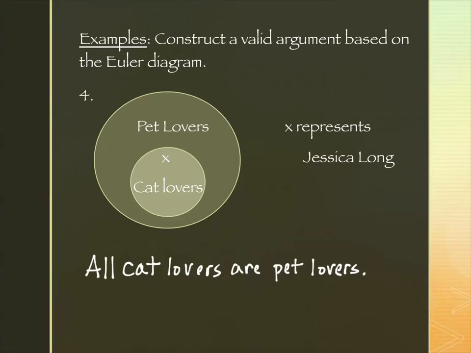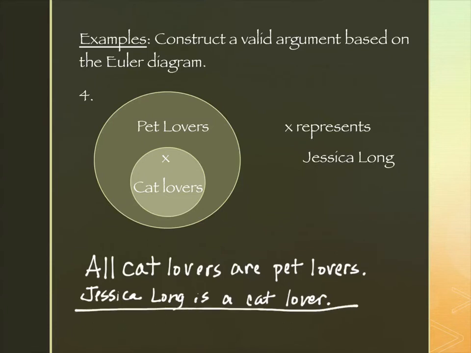What about the X? What is that sentence going to give us? What sentence should we have? Jessica Long is a cat lover. Good. Jessica Long is a cat lover. Okay, does that make sense? Everybody good? Okay. So what conclusion might we decide to come to based on those two pieces of information that would be valid? Right. Jessica Long is a pet lover.